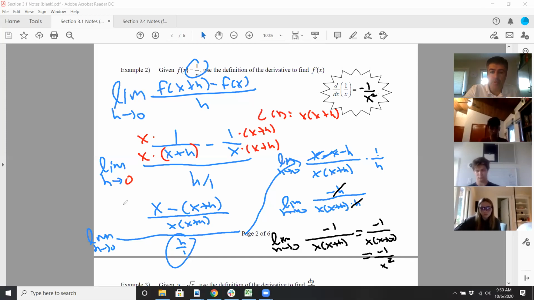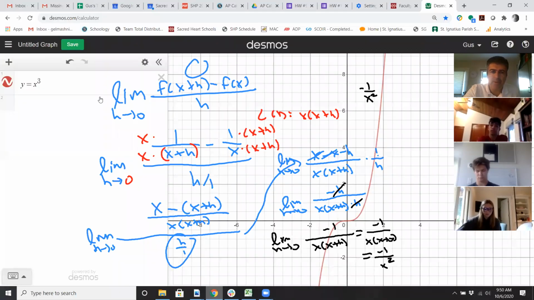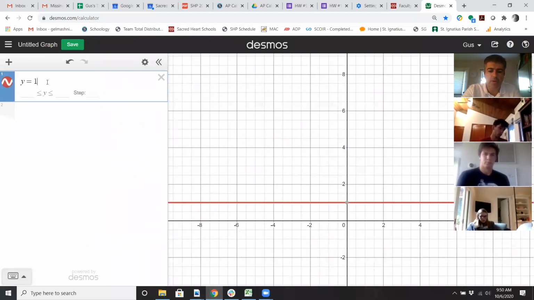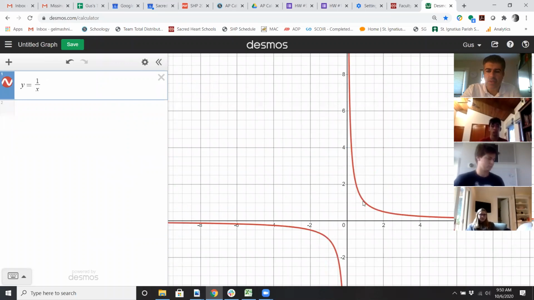If I go to Desmos really quickly, just to reinforce this. So we always want to think of this graphically too, right? Let me clear my screen. 1 over x, right? So say, for example, I'm at x equals 1. And say I drew a tangent line there. That looks like a negative tangent line. Or say at x equals -6, I drew a tangent line there. That also looks negative, but not as steep as the one at x equals 1.